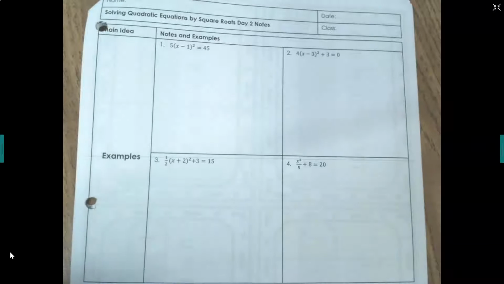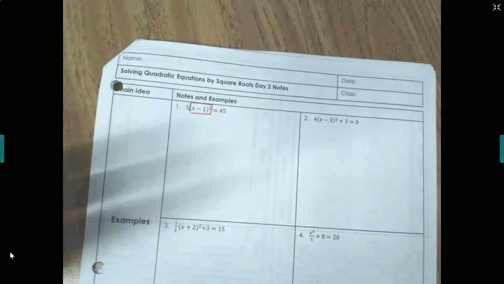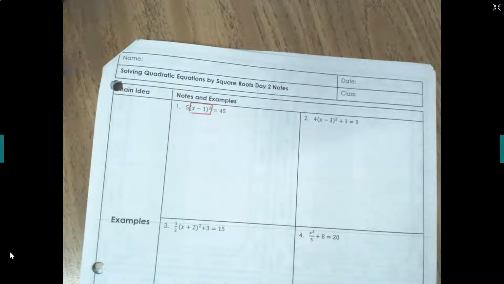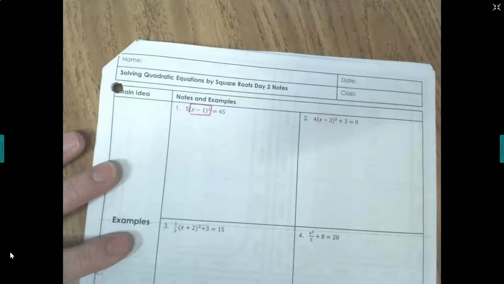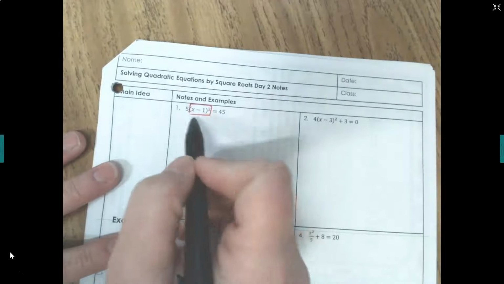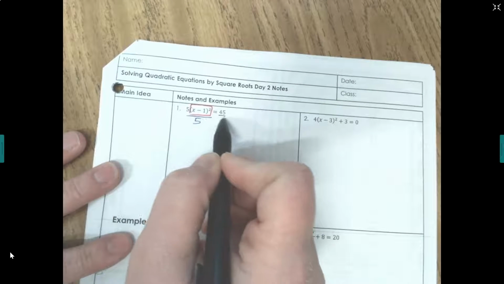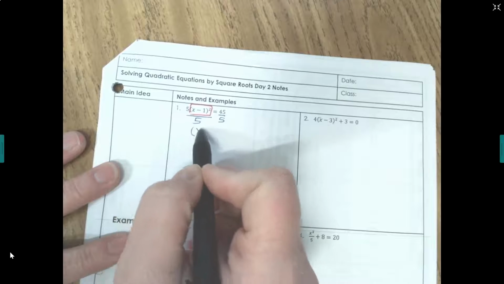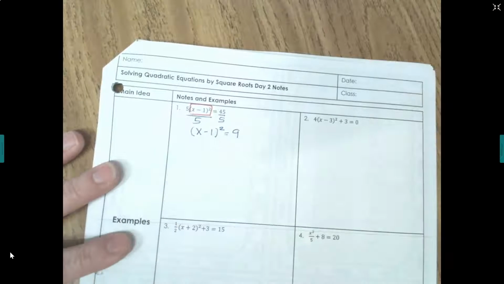When we take a look at number 1 here, you'll see that this entire expression is being squared. That is our ax squared term. We want to get that piece all by itself. You'll see that there is a 5 multiplying it, so we don't want the 5 there. We want to isolate what's being squared. Since it's 5 times, we're going to divide the 5 out, and we're going to be left with x minus 1 squared equals 9.